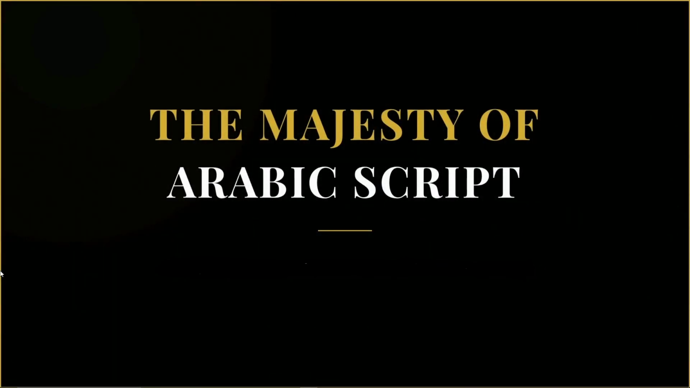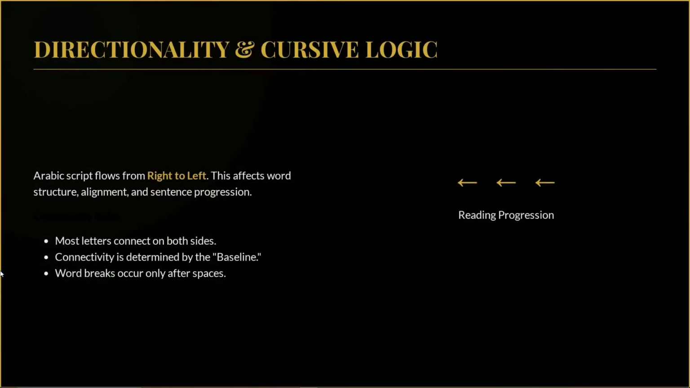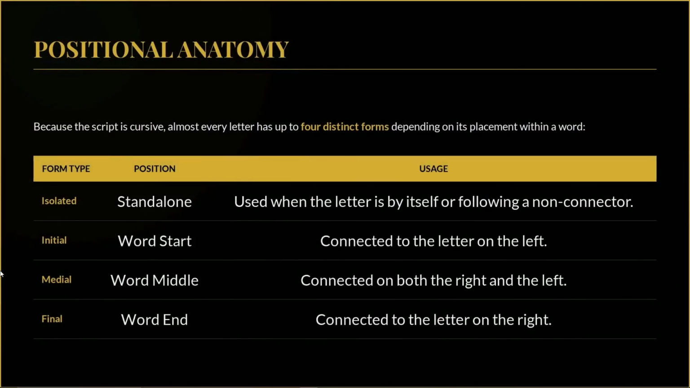Today we are going to analyze the 28 letters of the alphabet as a logical system of phonetics and morphology. Arabic is a cursive directional system. As we transition through this guide, we will examine the rasm, the basic skeletal shape, and the nukta, the diacritical dots that define a letter's identity. We will also track how each letter adapts its anatomy across four positions: isolated, initial, medial, and final.